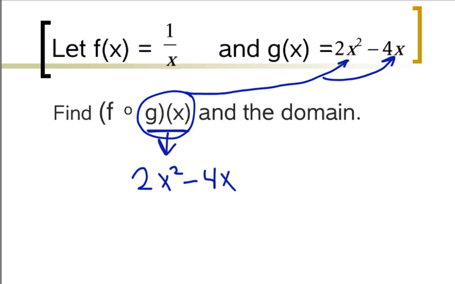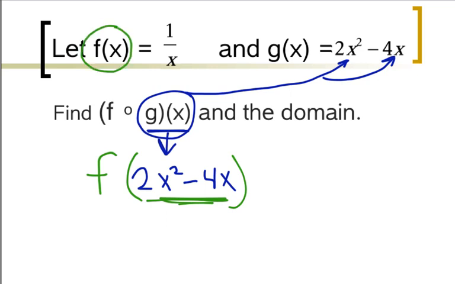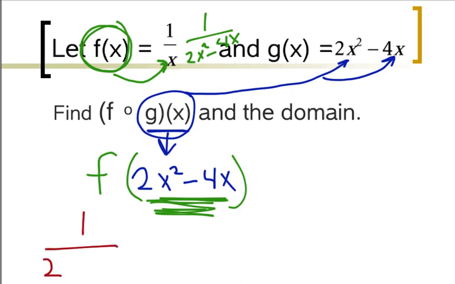Okay? So now what we're supposed to do is put this whole thing in wherever there was an x in the f equation. So over here in the f equation, wherever there's an x, I'm supposed to put this whole thing. And that's going to look like 1 over 2x squared minus 4x. Okay, so I'm going to write it down here. 1 over 2x squared minus 4x. Okay, now that would be the answer. It really is the answer.